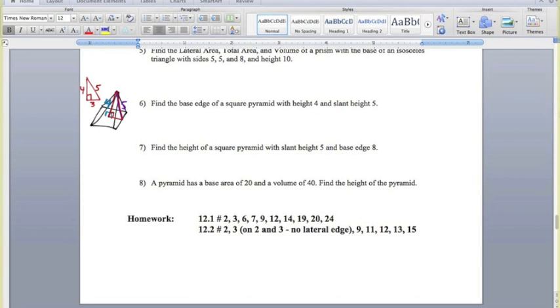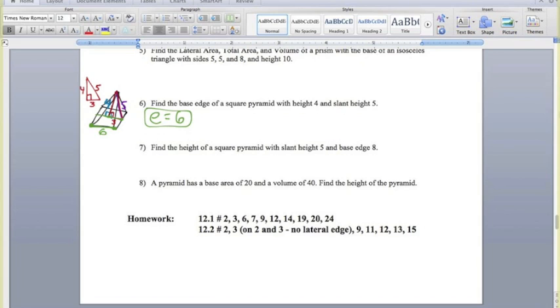Alright, this question asks us to find the base edge. The base edge is the length along the side of that square bottom. How does finding that 3 help us out on that? Double it. It goes from the exact center out to the edge, so if we go out to the other edge, we can double that and get 6. So this question just asked us to find that base edge. That base edge is 6, and we're done with the problem as what it asked for.